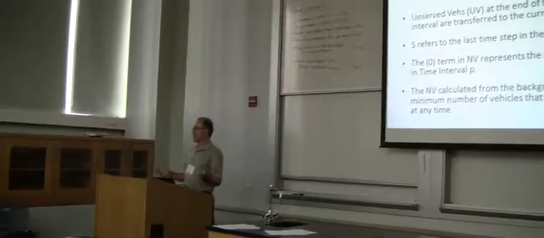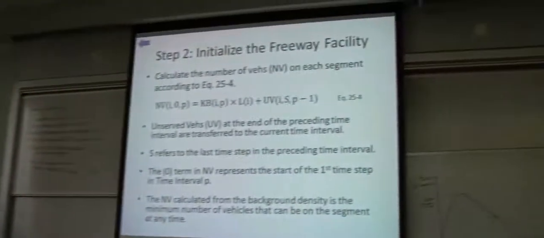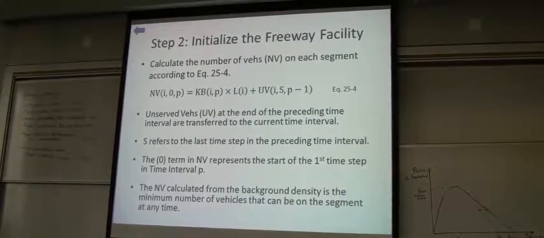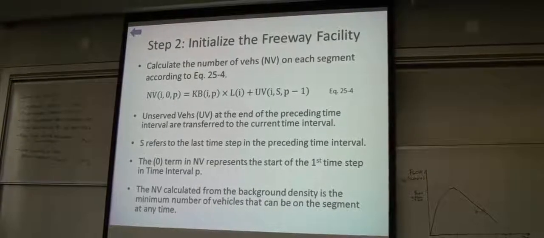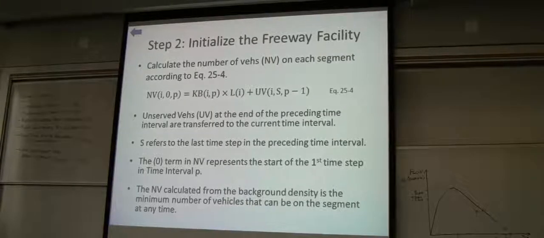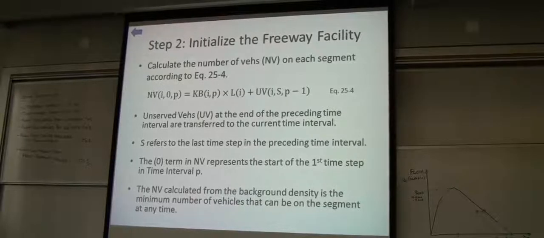Okay, next step is initializing the freeway facility. The point here to stress is just number of vehicles. So a lot of the calculations revolve around looking at the number of vehicles that are on a particular length. With that, we're just using our background density and the length of the segment to figure out what our number of vehicles are, because ultimately we're going to be keeping track of how many vehicles are coming in, how many are going out, and then we can get unserved vehicles from that and so on. That will then translate to future time periods and so forth. Anything else you want to add?